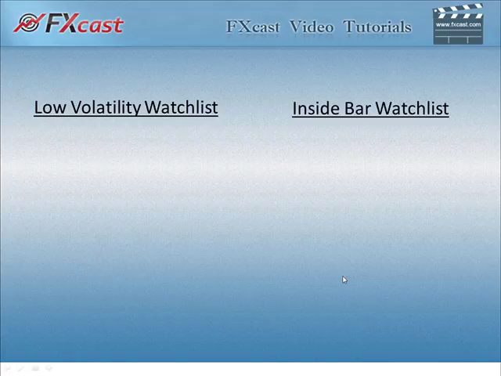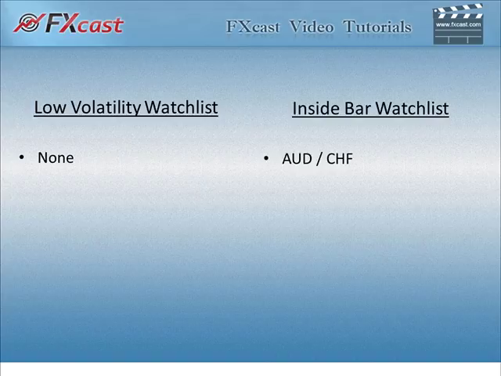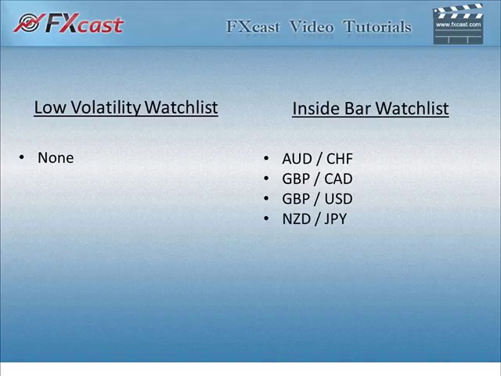We went a little long on the analysis today, so we're not going to have time to pull up our economic calendar. However, we do want to share with you our low volatility and inside bar watch list. As far as our low volatility watch list, no stocks currently, according to the 1 hour chart, are pulling up as in a low volatility status. On the inside bar, we have several: the Aussie franc, the pound Canadian, the pound dollar, and the New Zealand yen are our inside bar watch list to watch to see if we can get a break. Again, we're looking for a break of the high or low as an indicator of a possible move.